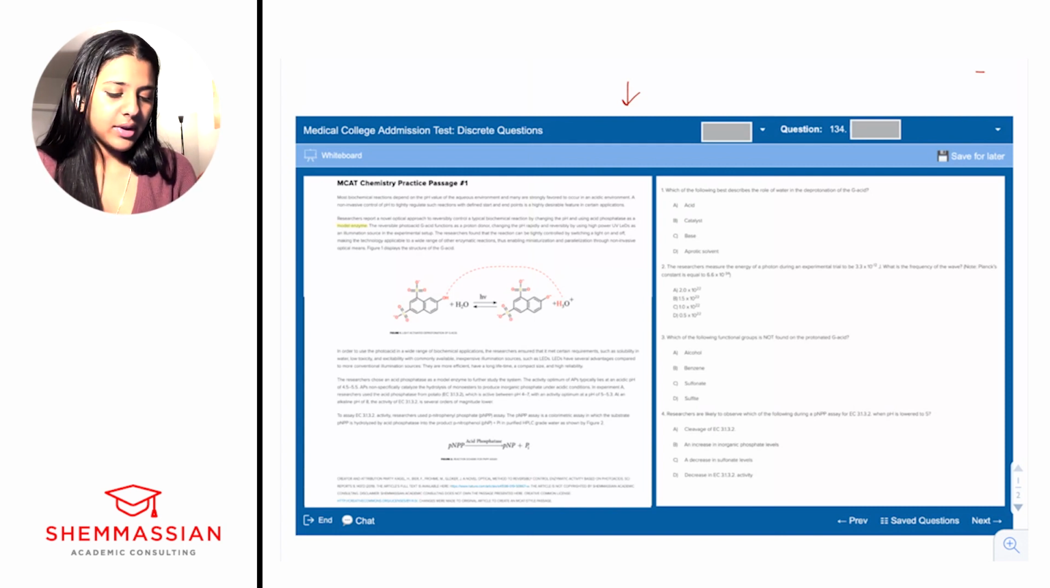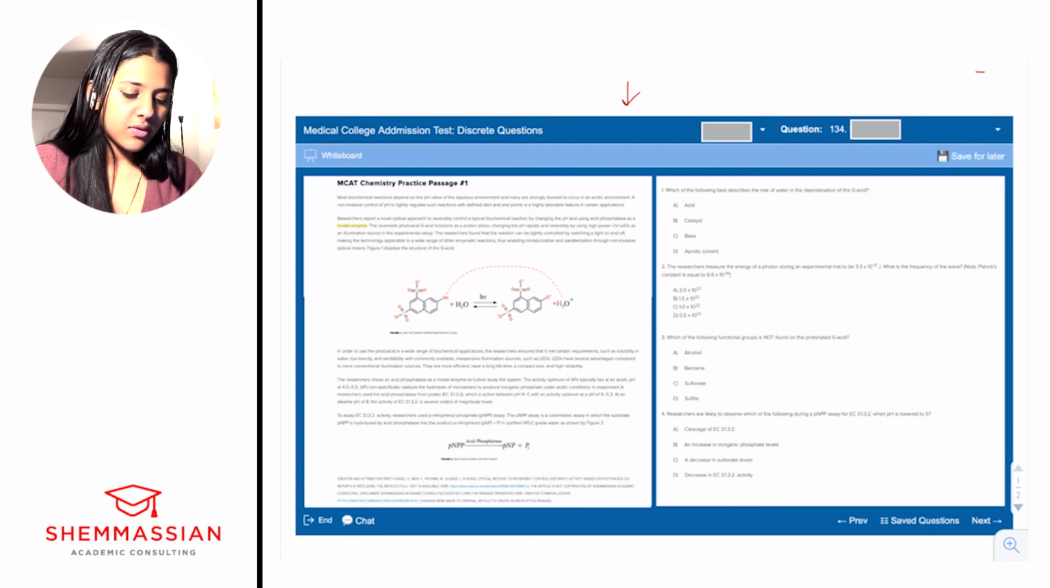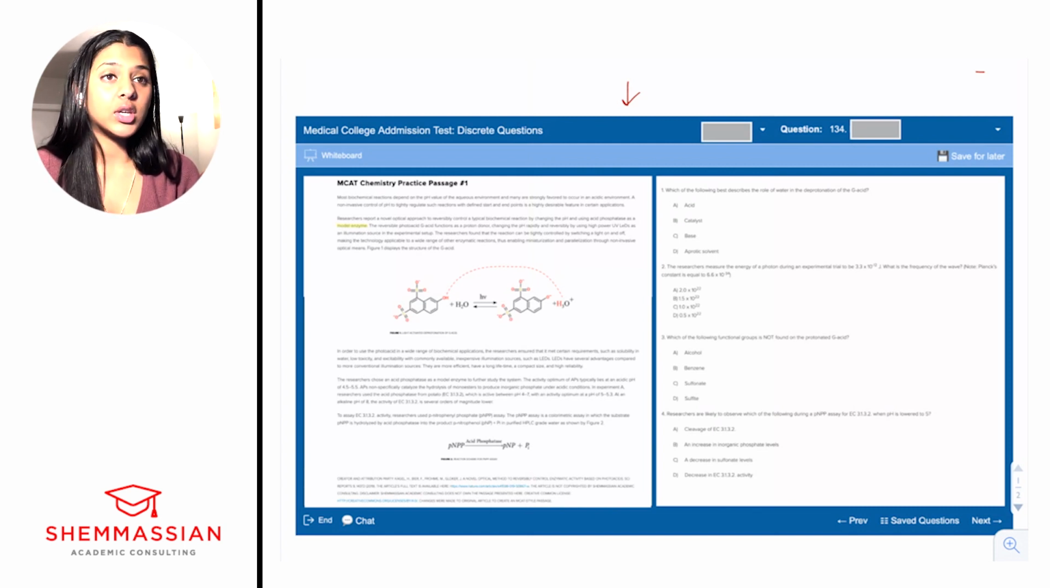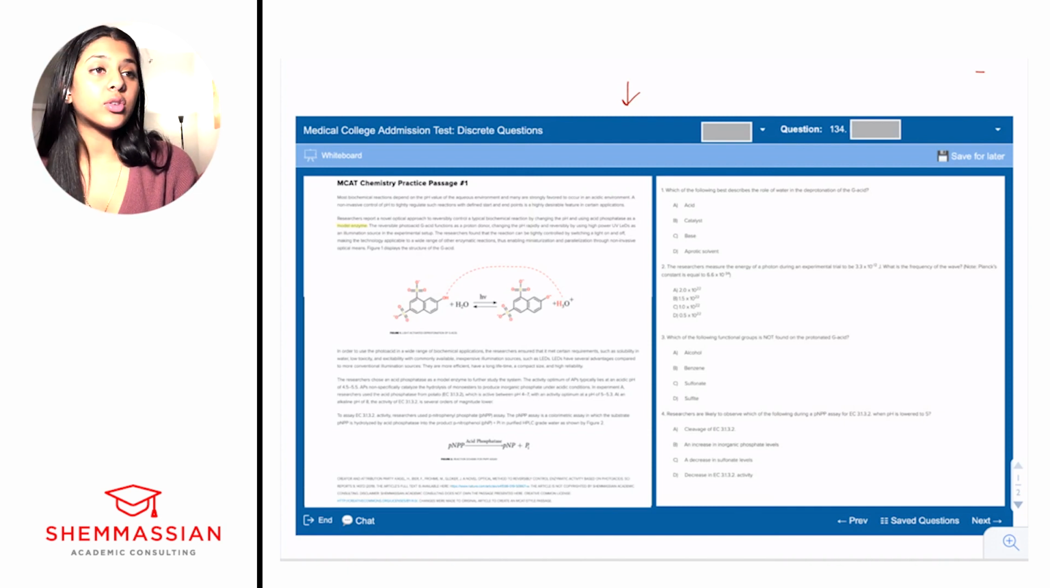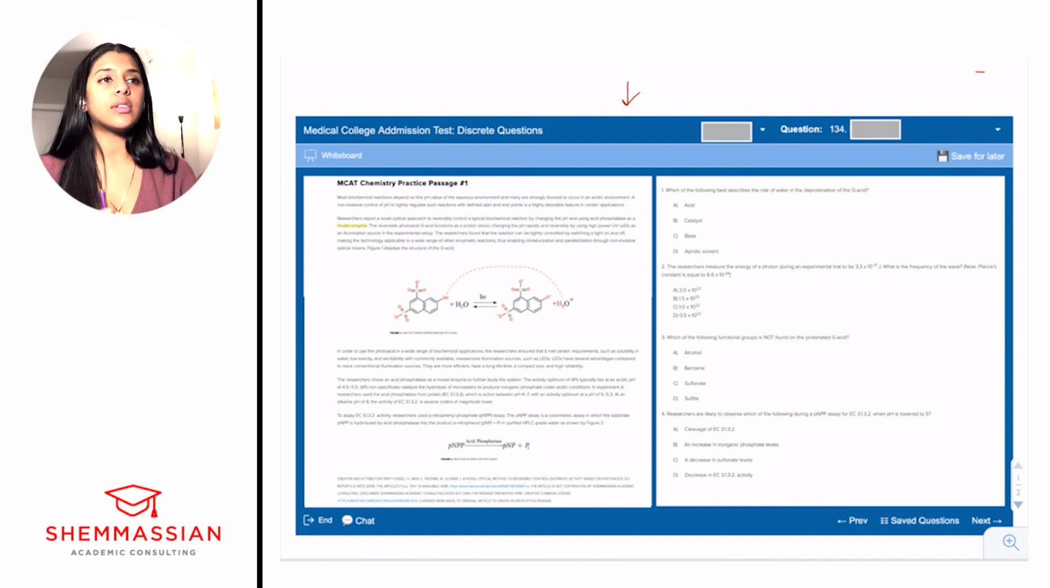Most biochemical reactions depend on the pH value of the aqueous environment, and many are strongly favored to occur in an acidic environment. All right, so that seems important to me. So I'm gonna highlight acidic environment. A non-invasive control of pH to tightly regulate such reactions with defined start and endpoints is a highly desirable feature in certain applications. All right, so let's pause here.